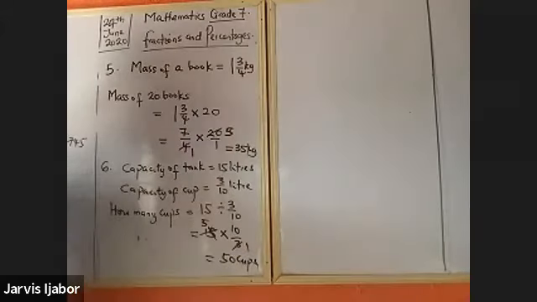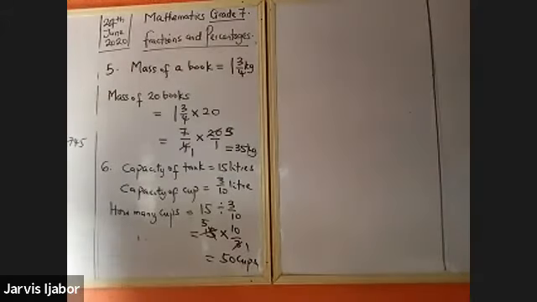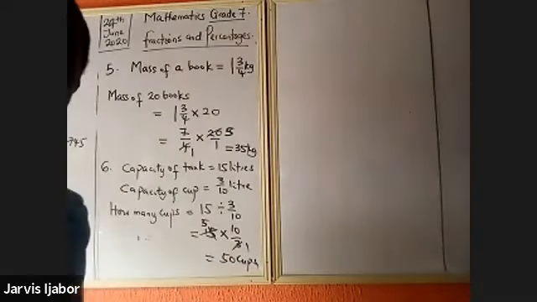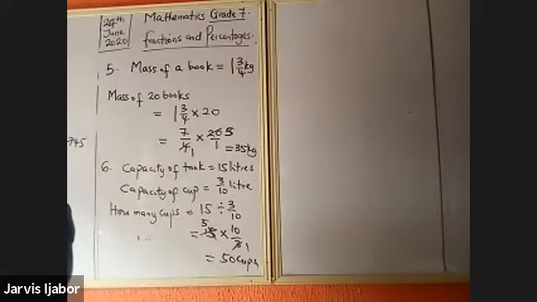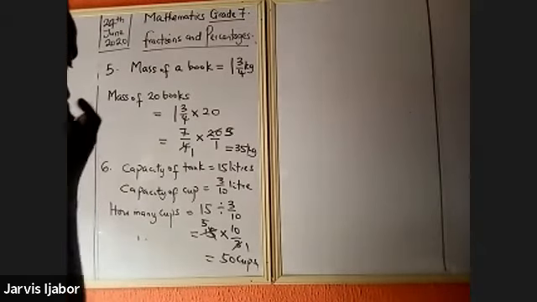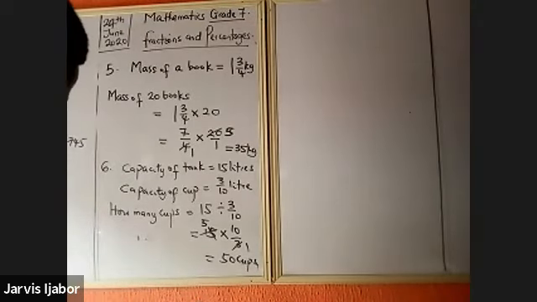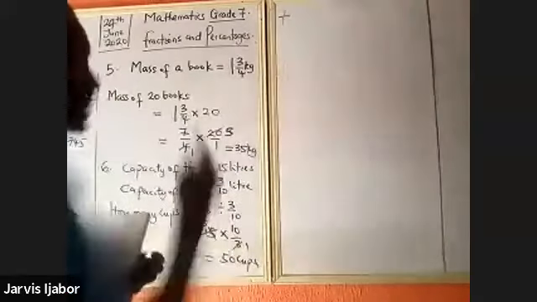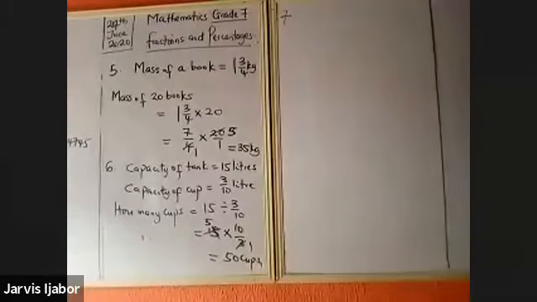So the capacity of this tank, the number of cups you can get if each cup were to measure 3 over 10 liters, will be what? 50. Right. We go to question 7. I'll give you some breathing time to copy that, and then I'll go to question 7.